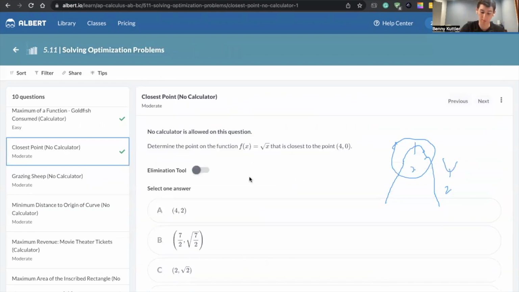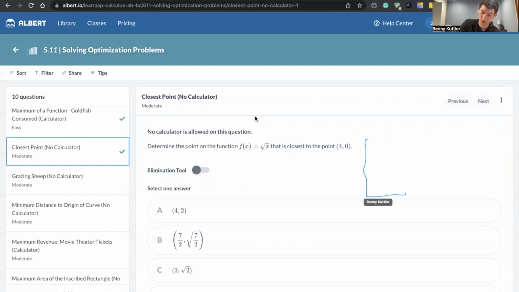We weren't supposed to see that, but I guess I'm working the problem anyway. So this is asking, determine the point on the function. This is optimization. So this is just trying to find the most optimum, the best time where you can either shorten something, make something the smallest, let's say distance in this case, or we can make something the biggest. So in this case, we're determining the point on the function f of x equals the square root of x.